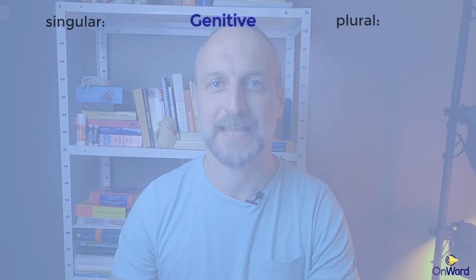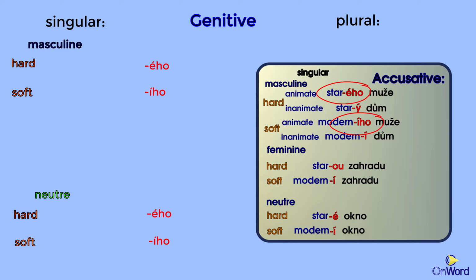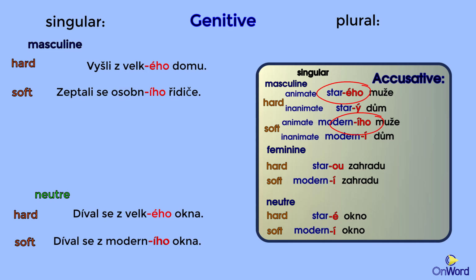Genitive forms in masculine and neuter again take the suffix ého for hard type and ího for soft type adjectives, like in the accusative in masculine, but this time there is no difference between animate or inanimate nouns. So, vyšli z velkého domu, they came out of the big house, or zeptali se osobního řidiče, they asked the personal driver. Díval se z velkého okna. He looked out of a big window, and díval se z moderního okna. He looked out of a modern window.